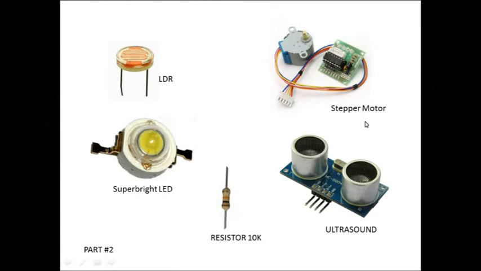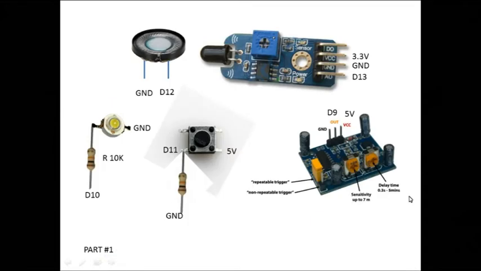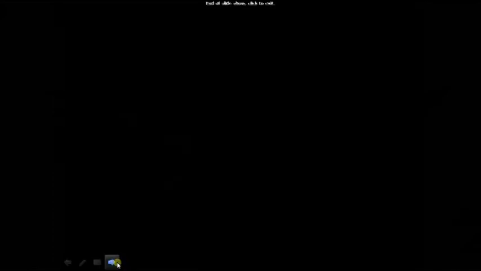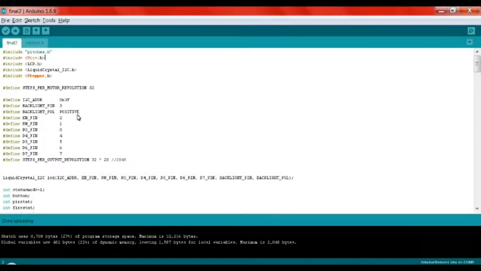Now, these are the things that you need for part 1. Next, these are the electronic parts that you need for the upgrades. This is the connection from the Arduino to the LCD backpack and to the LCD. These are the sensors and connections that you must connect between sensors and other components to the Arduino in part 1, and this one is for part 2. And done.